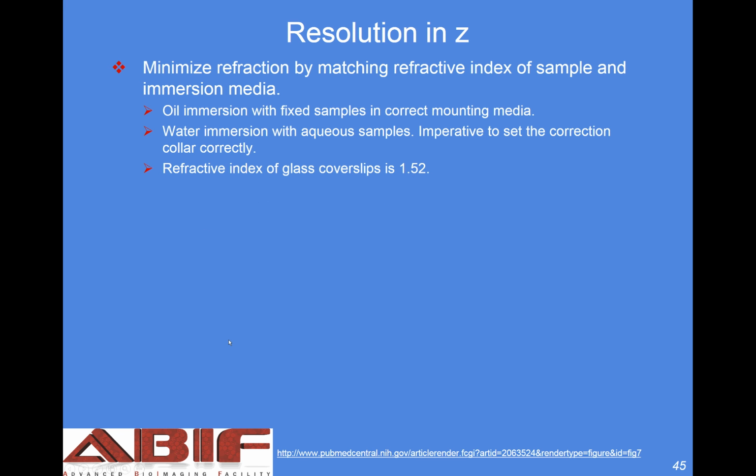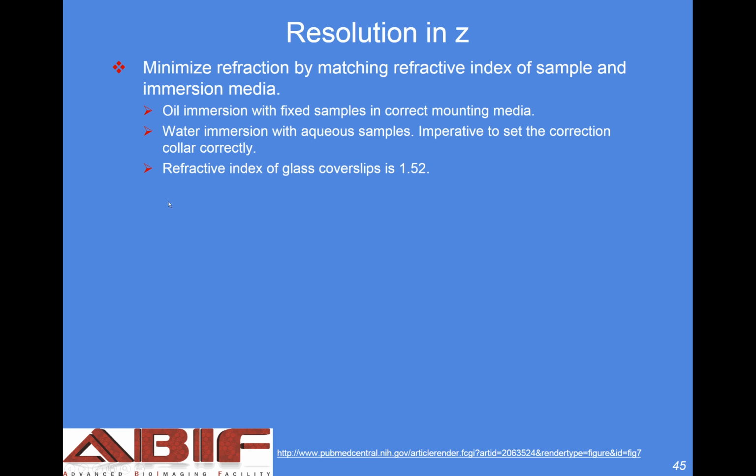So you can minimize index of refraction mismatches, which will minimize spherical aberrations, by using oil immersion with fixed samples and mounting media that has the same refractive index as the oil. And you can also use water immersion lenses with aqueous samples. But here it's really important to set the correction collar correctly, and I'll show you a slide about that after. And in general, the refractive index of glass cover slips is about 1.52.